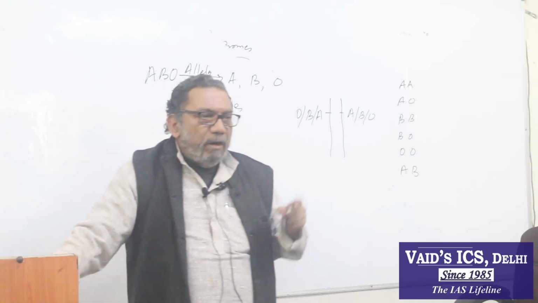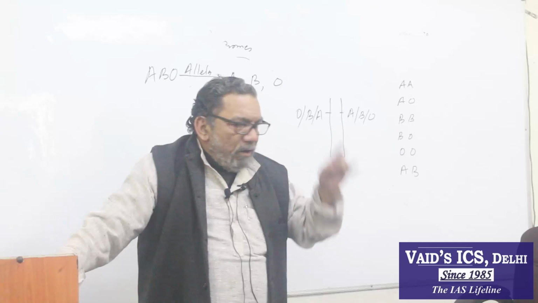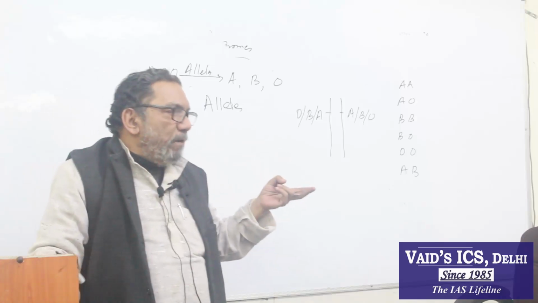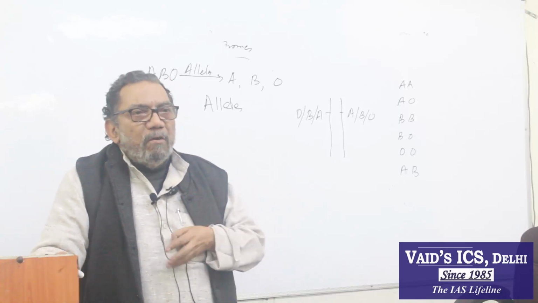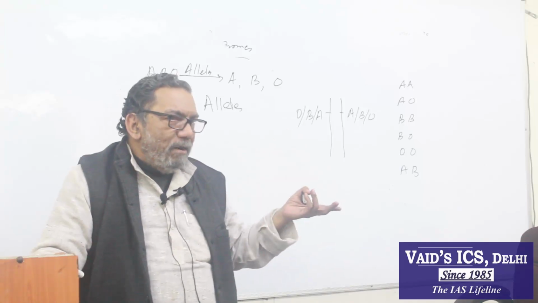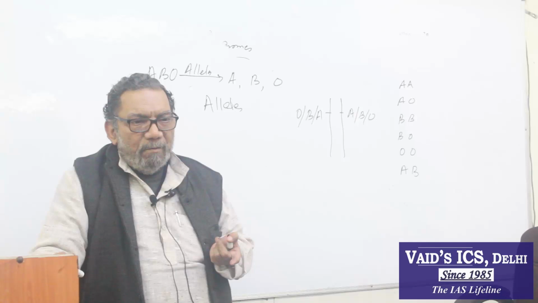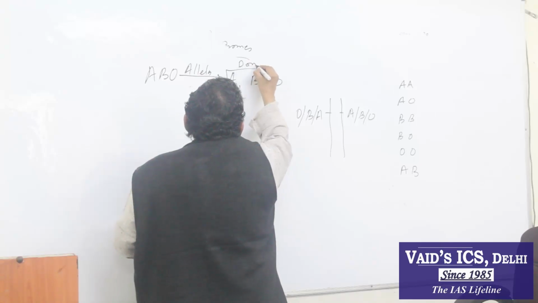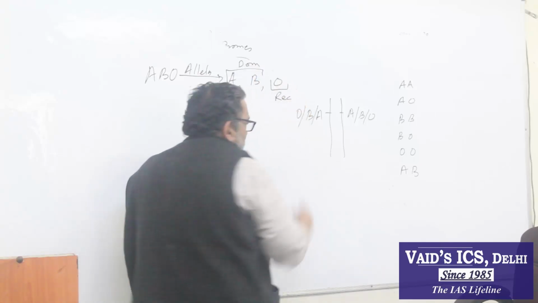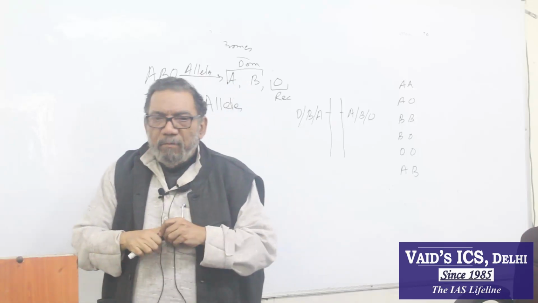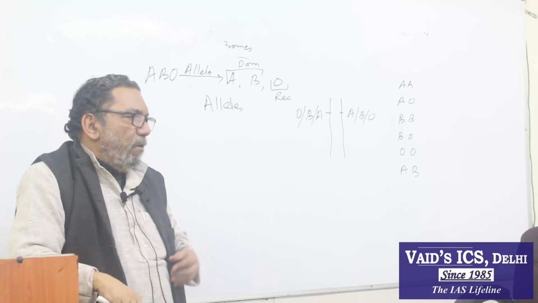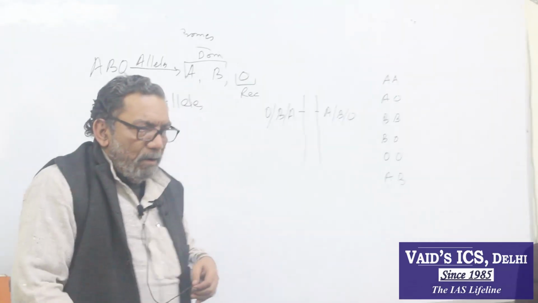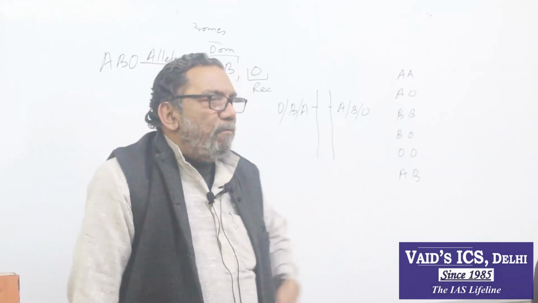Now, when we study genetics, we will start with Mendelism, and the first law of Mendel is the law of dominance. What does it state? That when 2 alleles are present together, one expresses, the other one does not. The one that expresses is dominant, the one that does not is recessive. So, of these 3 alleles, A and B are dominant, and O is recessive. Dominant means it will express whenever it is present. Recessive means it will not express in the presence of dominant.